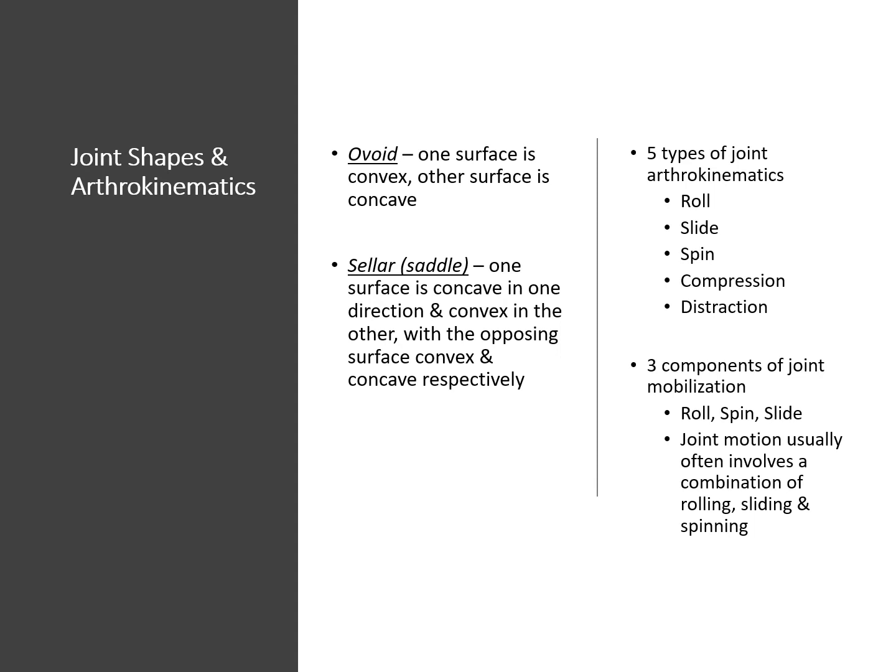There are other joint shapes such as ovoid and sellar. Now what is ovoid? Ovoid is a shape where one surface is convex and the other surface is concave. In a sellar surface, one surface is concave in one direction and convex in the other direction, with the opposing surface convex and concave respectively. So we have these four types of joint shapes.